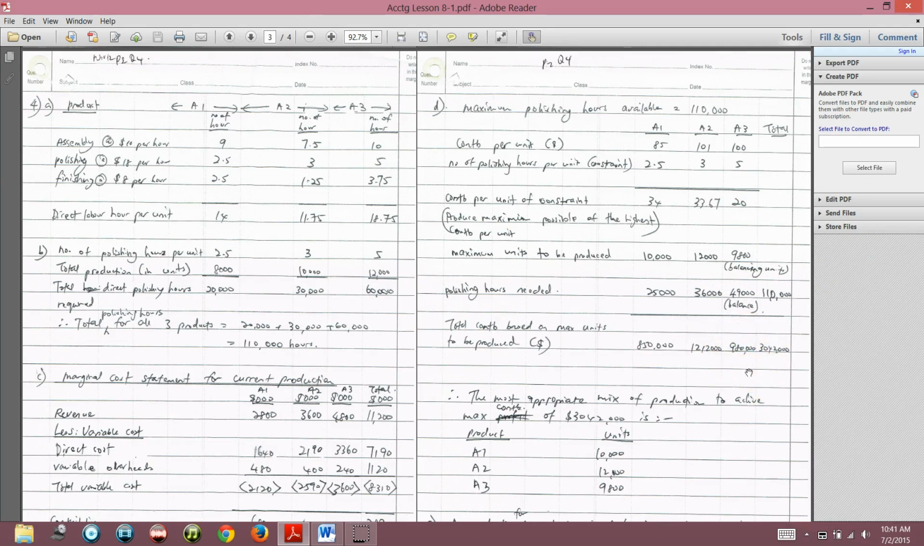So that means I have to answer the question, because the question says calculate the most appropriate mix of production to achieve the maximum profit. So to clearly answer the question, I say that therefore the most appropriate mix of production to achieve a maximum contribution of this amount is product A1 10,000, A2 12,000, and A3, this is in units, 9,008. So I've clearly answered the question.